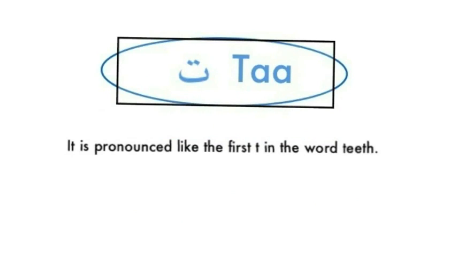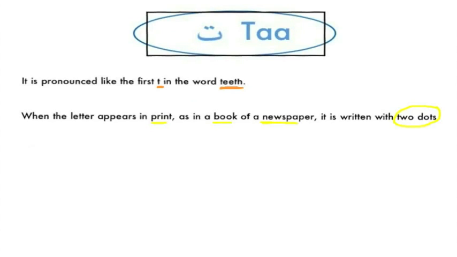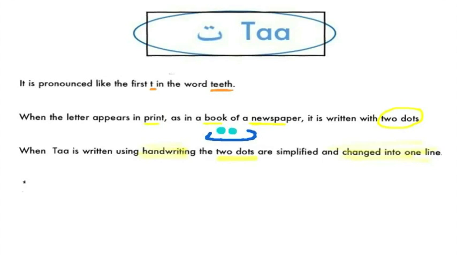Ta is the third letter in the Arabic alphabet. It is pronounced like the first T in the word teeth. When the letter appears in print, as in a book or a newspaper, it is written with two dots. When ta is written using handwriting, the two dots are simplified and changed into one line.